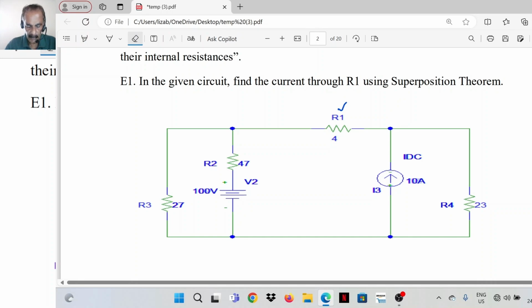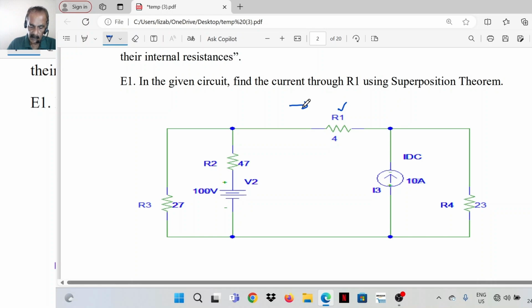So in such a circuit, the response in any element, say for example, consider resistor R1. The response in R1 can be found by considering one source at a time. Say, let's consider 100-volt source at a time, at an instance. Then find the response in element R1, whatever it is, say some current we are getting.